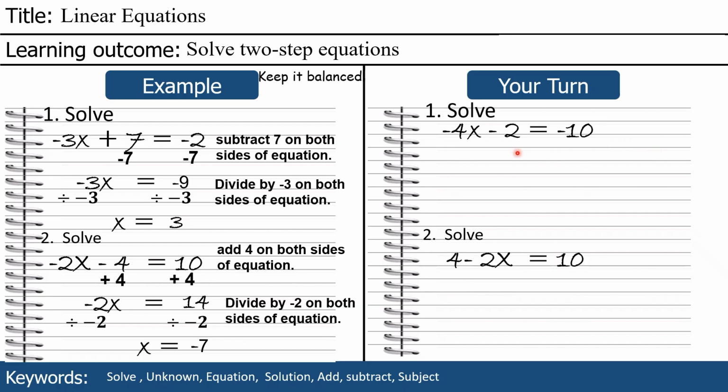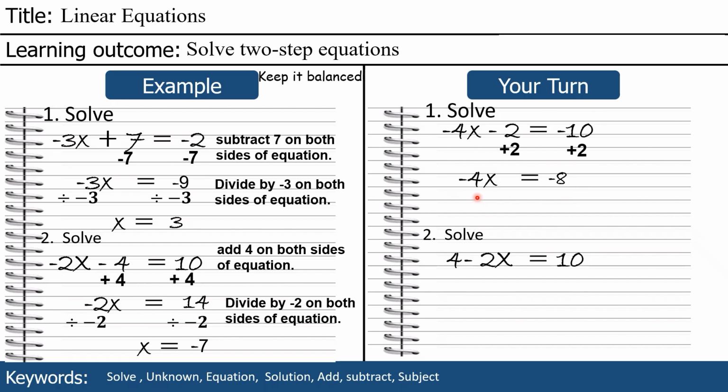Okay, let's try these questions. Again, the last operation done to x is subtract 2, and the reverse of subtract 2 is add 2. So on the left hand side of the equation we add 2, and on the right hand side of the equation we add 2. Now, negative 4x will be equal to negative 10 add 2, which is equal to negative 8.